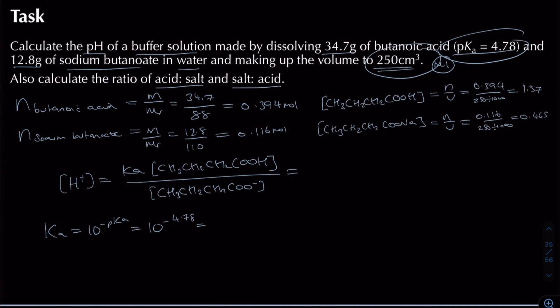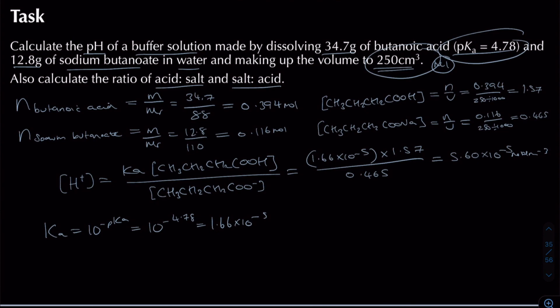We put that in our calculator, and what we actually end up with is a value of 1.66 times 10 to the power of minus 5 itself. So that's going to be 1.66 times 10 to the power of minus 5, times the concentration of our acid, which is 1.57, and we're going to divide by the concentration of our conjugate base, our salt, which is going to be 0.465 itself. I'll put that in my calculator, and I end up with the value of 5.60 times 10 to the power of minus 5, and again that's going to be mole per decimeter cubed, just like our other concentrations.